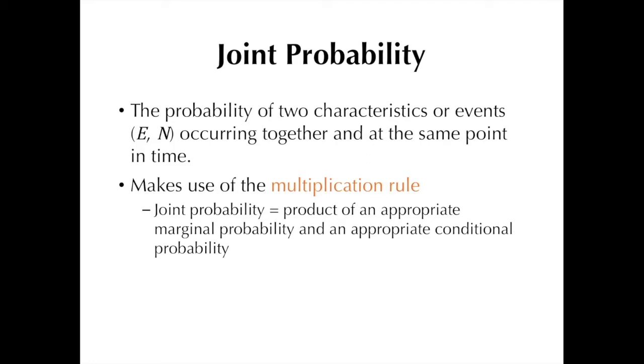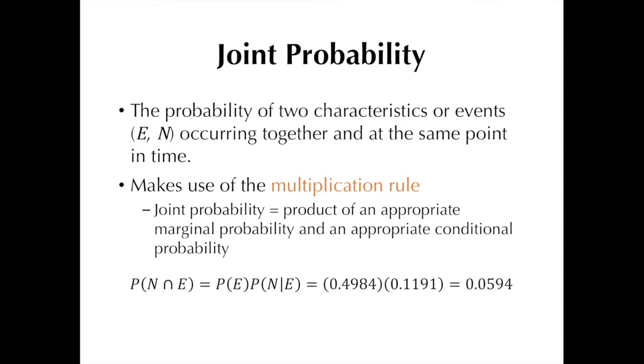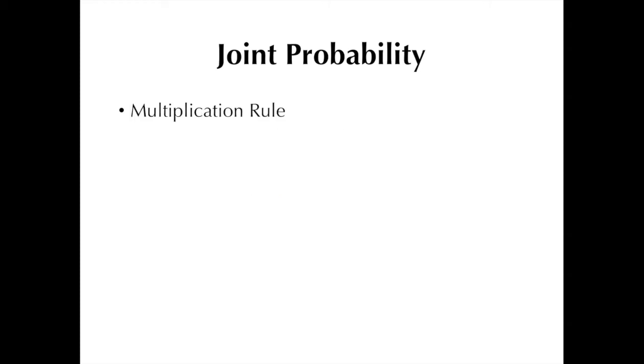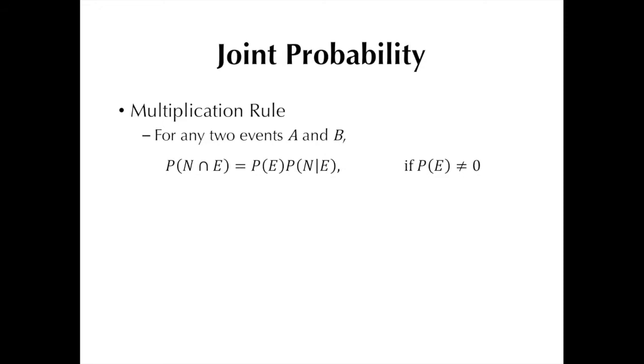So in our example, the probability of N and E occurring jointly is equal to the marginal probability of E multiplied by the probability of N given E. Now in earlier examples, we've already determined the two terms. This gives us the same desired probability of 0.0594. Now, we mentioned in the previous slide that the joint probability, according to the multiplication rule, is equal to an appropriate marginal probability and an appropriate conditional probability. Now, earlier, we stated this, but actually, the joint probability can also be stated like this.